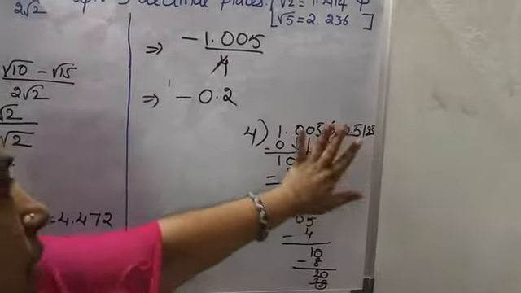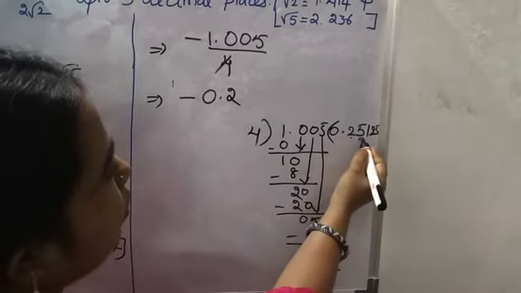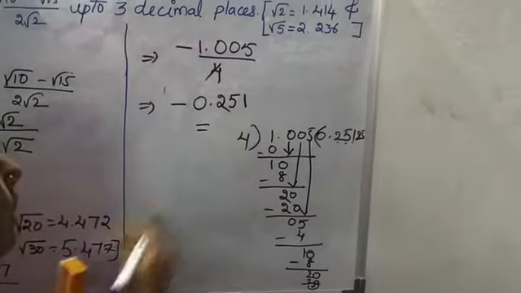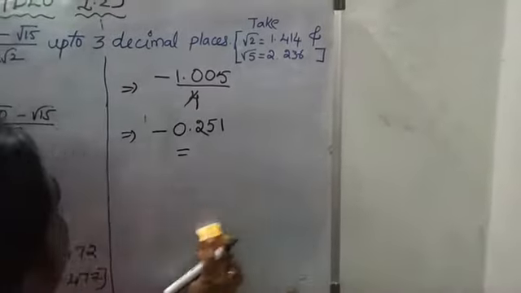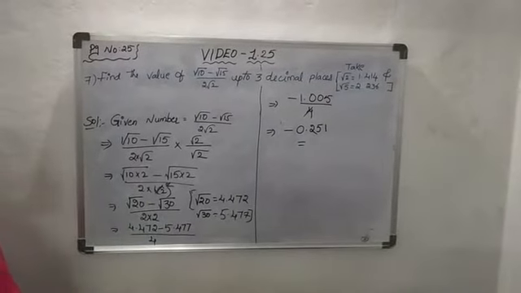But there is no need to write the total value, just up to 3 decimals. Up to 3 decimals, 1, 2, 3, means here 0.251. It is enough. Therefore, the value of root 10 minus root 15 by 2 root 2 is equal to minus 0.251.